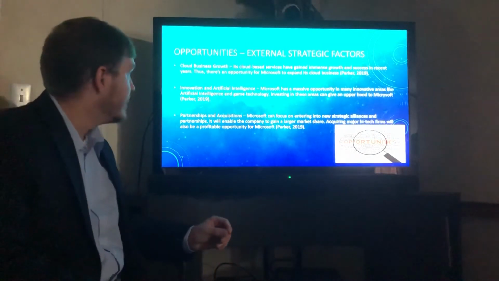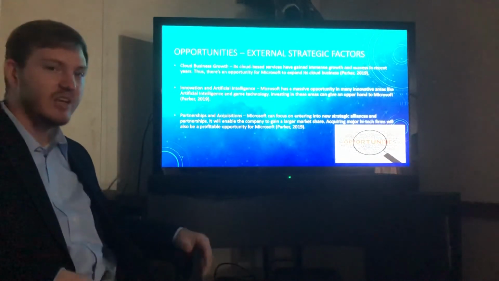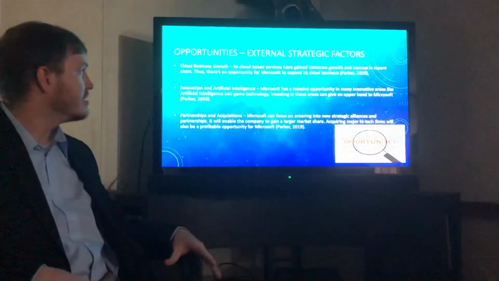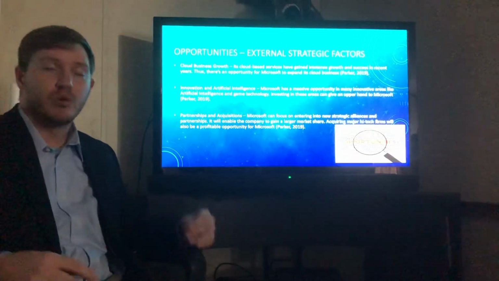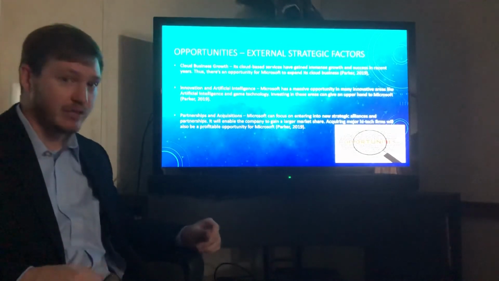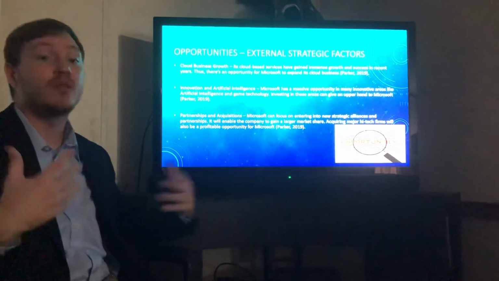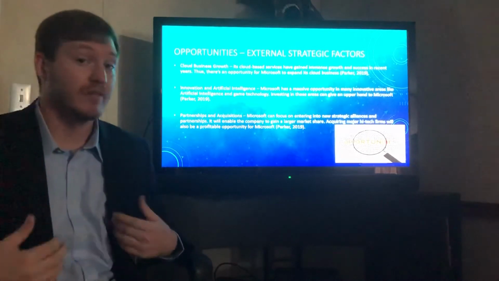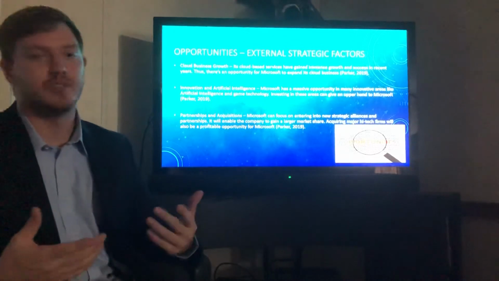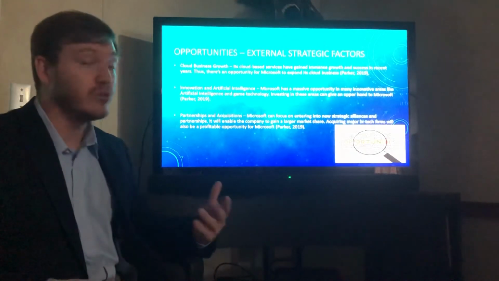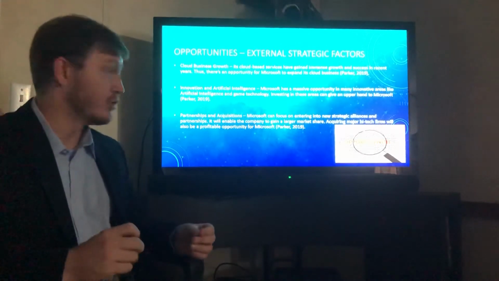Some of the opportunities that they give, they have cloud business growth, they have some innovation in artificial intelligence, they have partnerships and acquisitions. The cloud business growth, what really stands out to me when I hear this is how they've introduced this new OneDrive. You have all your information, you can put it up in the cloud, and you can pull it from many different computers. You just have to log into your stuff, which is very helpful. You don't have to keep up with USB drives, or if the USB drive's corrupt, then you lose all your work. Those are really frustrating times. So this cloud market, really beneficial.